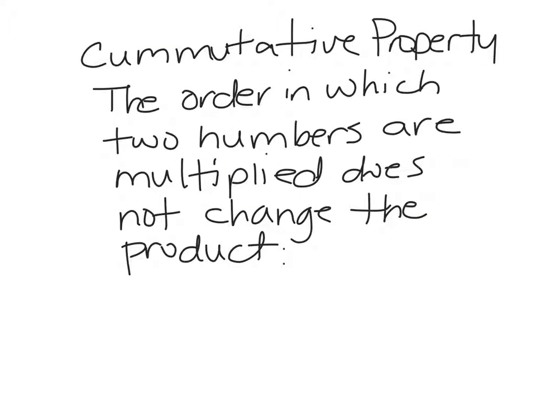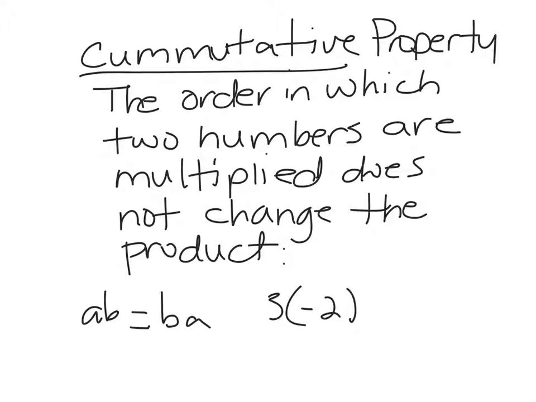The next property is the commutative property: the order in which two numbers are multiplied does not change the product. Okay, I'm going to try to pronounce it because it always comes out wrong. That one is AB equals BA, and the example would be 3 times negative 2 equals negative 2 times 3. Nothing changes there.